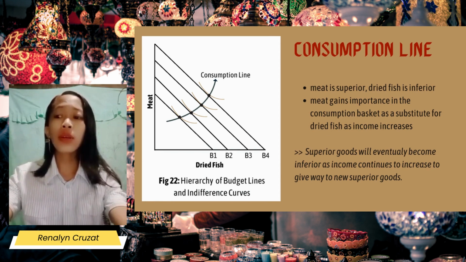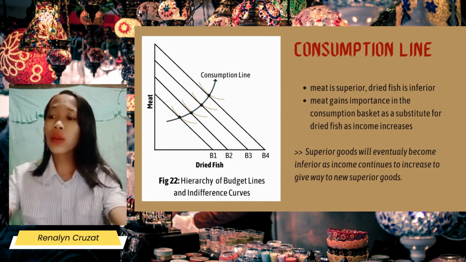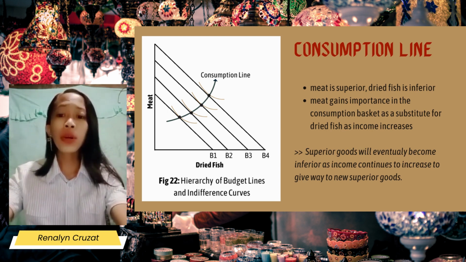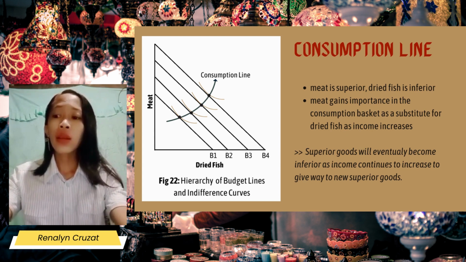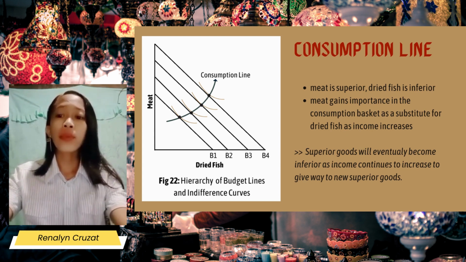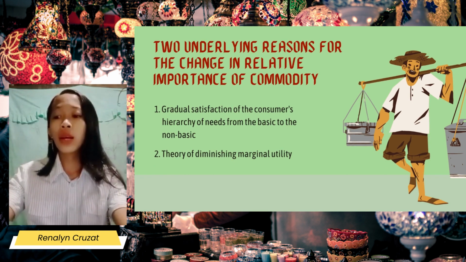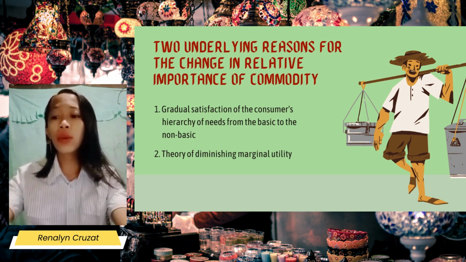So, kapag yung meat ay superior, yung dried fish ay nagiging inferior. So, meat gains importance in the consumption basket as a substitute for dried fish as income increases. So, kapag yung income ay tumaas, yung meat nagiging superior siya. At yung dried fish nagiging inferior naman siya. Two underlying reasons for the change in relative importance of commodity. Gradual satisfaction of the consumer's hierarchy of needs from the basic to the non-basic. Theory of diminishing marginal utility.